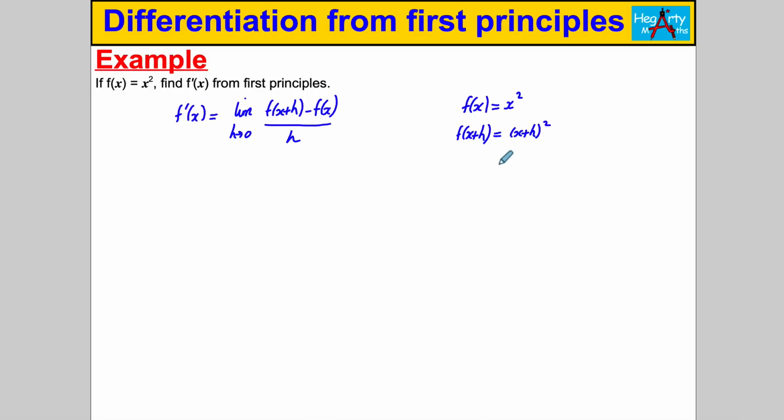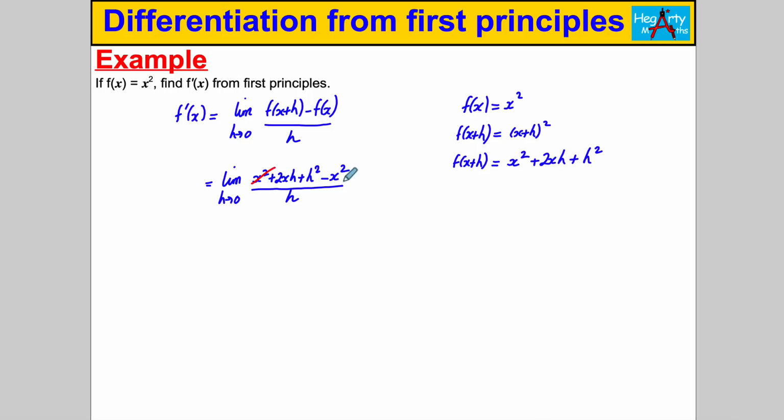Now, it's really handy when we're doing these questions to have a fully expanded out expression. So I don't like leaving it in that form. I'll expand it out and get myself x squared plus 2xh plus h squared. And I'm going to use that when I'm substituting in rather than the bracket version. So let's substitute in here. We've got the limit as h tends to 0 of f of x add h, which is x squared add 2xh add h squared, take away f of x, which is x squared, and that whole result divided by h.